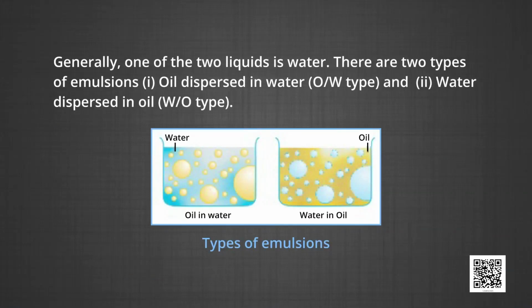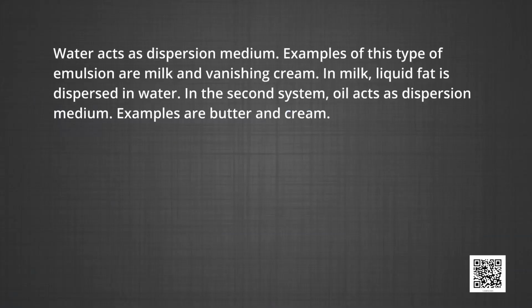There are 2 types of emulsions. Number 1, oil dispersed in water, which is known as O/W type. And number 2, water dispersed in oil, which is called W/O type. These are depicted in the figure. In the first system, water acts as dispersion medium. Examples of this type of emulsion are milk and vanishing cream. In milk, liquid fat is dispersed in water. In the second system, oil acts as a dispersion medium, and common examples of this type are butter and cream.